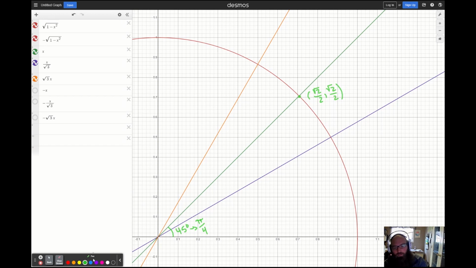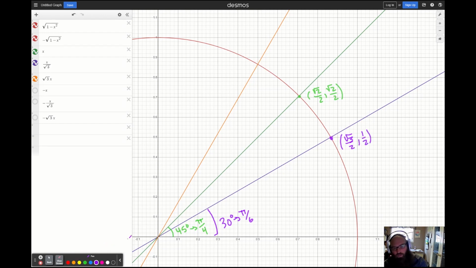If I look back and go into my others, here I have 30 degrees, which is pi by 6 for when that matters. This point right here, my x coordinate is root 3 over 2. My y coordinate is 1/2.